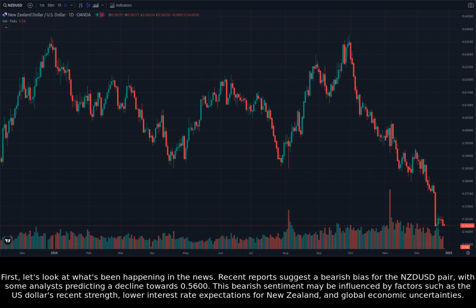Recent reports suggest a bearish bias for the NZDUSD pair, with some analysts predicting a decline towards 0.5600. This bearish sentiment may be influenced by factors such as the US dollar's recent strength, lower interest rate expectations for New Zealand, and global economic uncertainties.